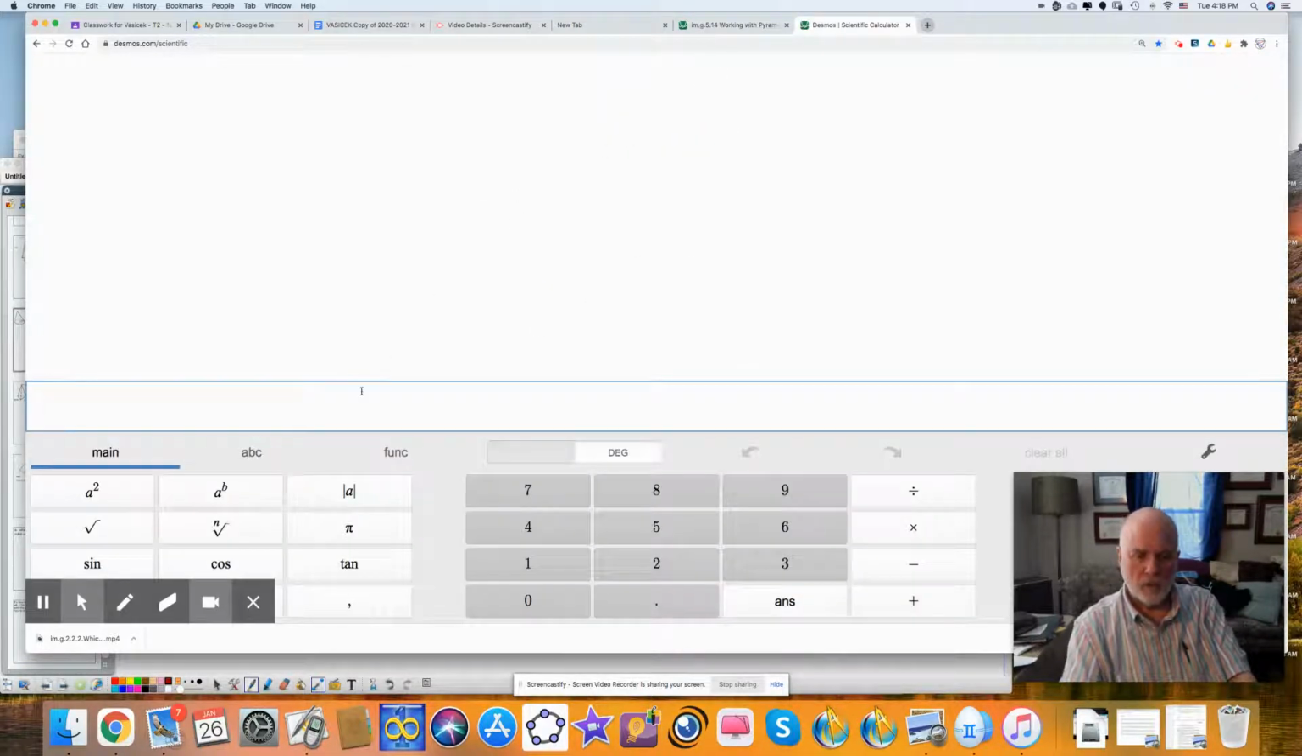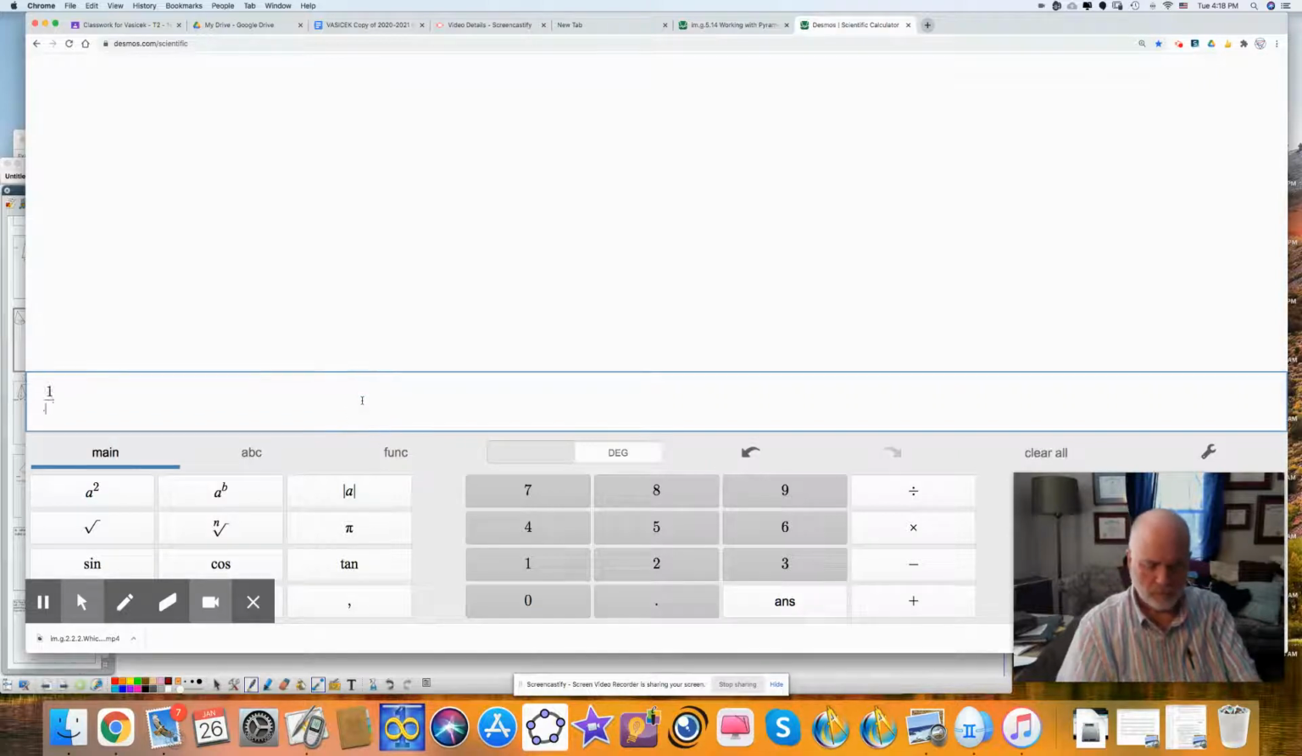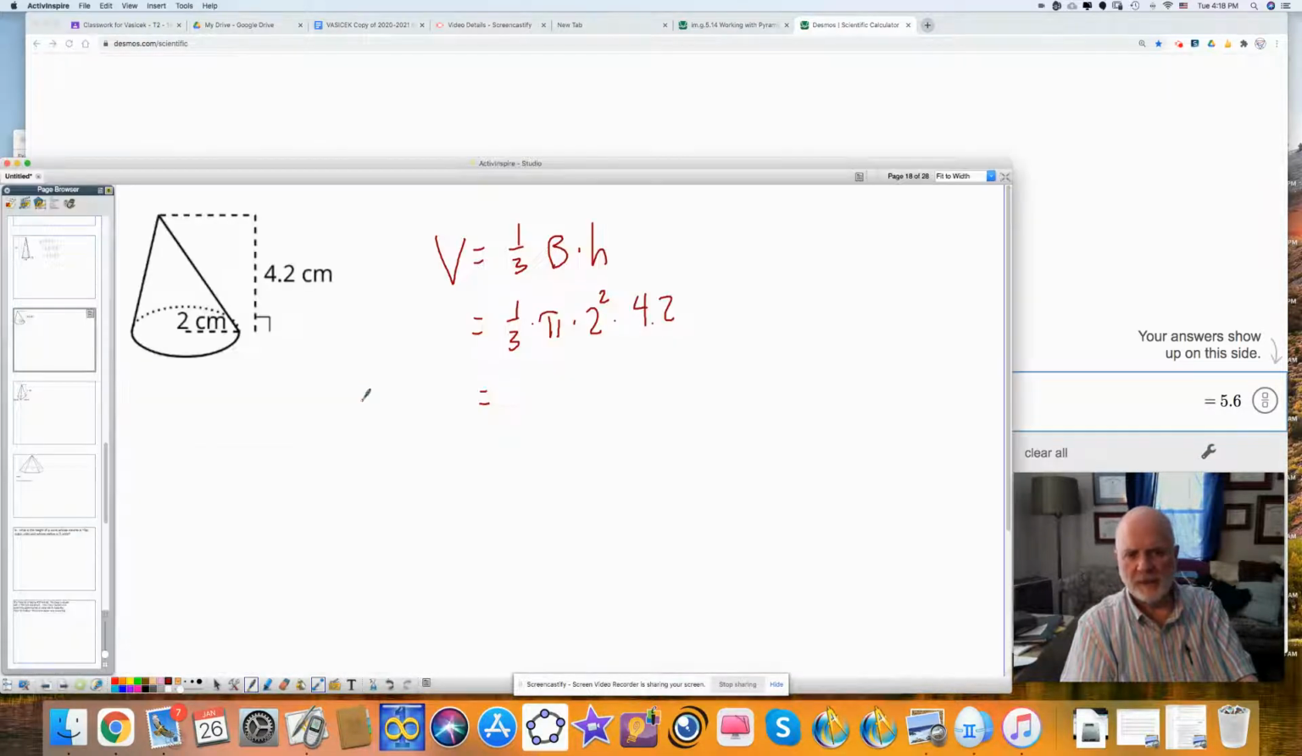1/3 times 4.2 times 2 squared gives me 5.6. And then I have to multiply that times pi. So I'm just going to leave it in terms of pi, 5.6 pi.